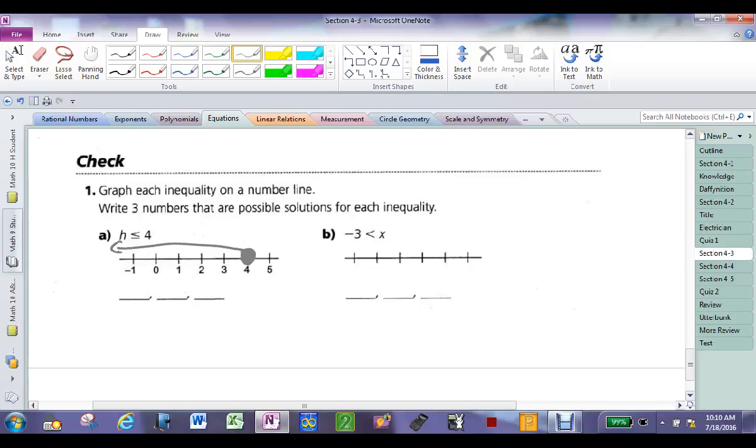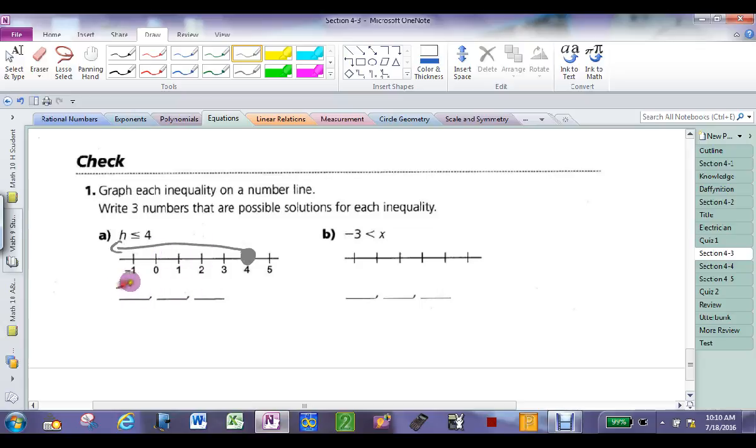What is H? Any number. So I need a graph of any number less than 4. How far will that arrow go in math class? Forever, to negative infinity. In reality, will it go to negative infinity? No. If we were ever doing a real world math problem, there would be a lower limit, wouldn't there? Okay. Now, what are any 3 numbers that work here?